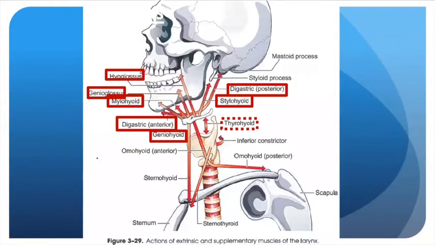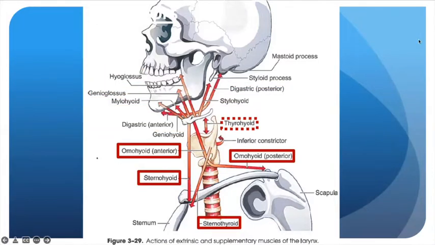So here are some elevators. We've got the hyoglossus, the genioglossus, the mylohyoid, the digastric, geniohyoid, the stylohyoid, and the digastric posterior portion here. But these all functionally act to pull the larynx up. And so this is important for swallowing, for example, airway protection. And then we have laryngeal depressors, so muscles like the omohyoid, anterior and posterior portions, the sternohyoid, and the sternothyroid. And these are important for things like yawning.